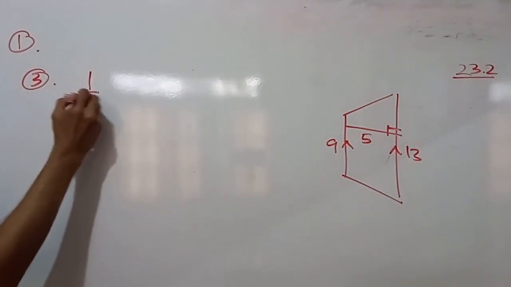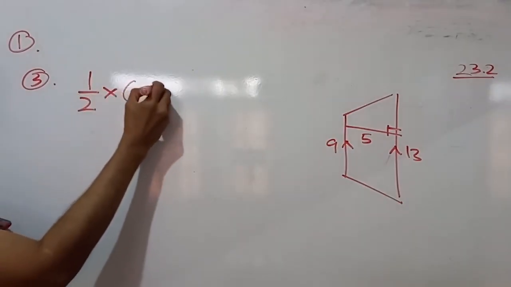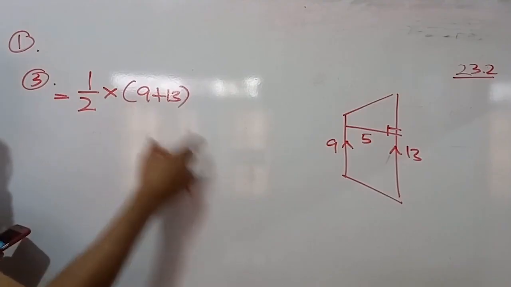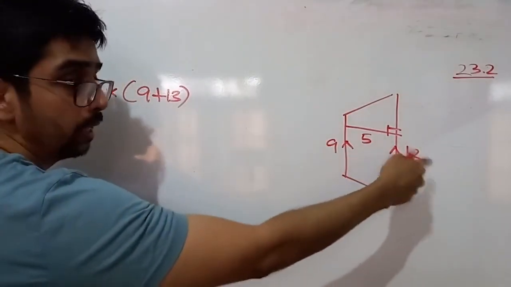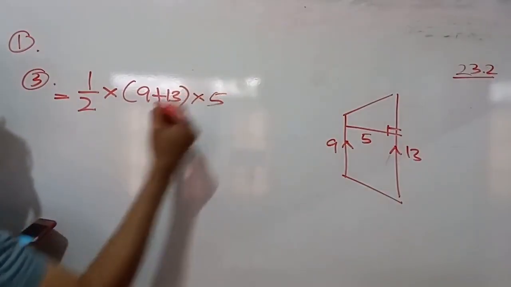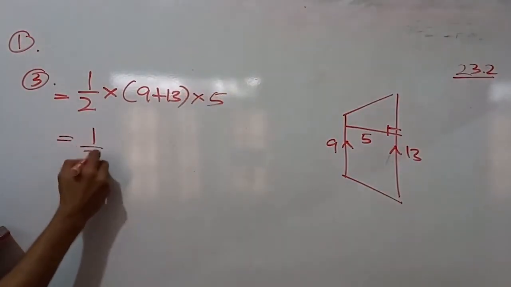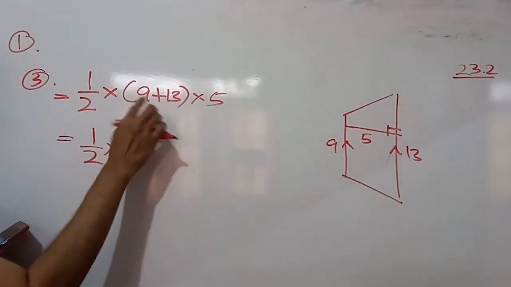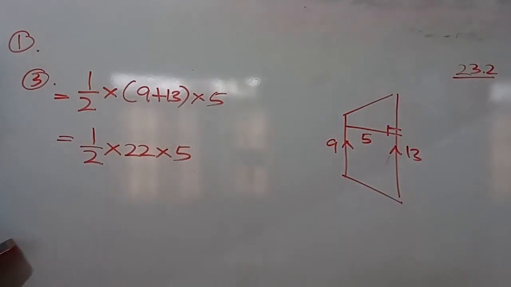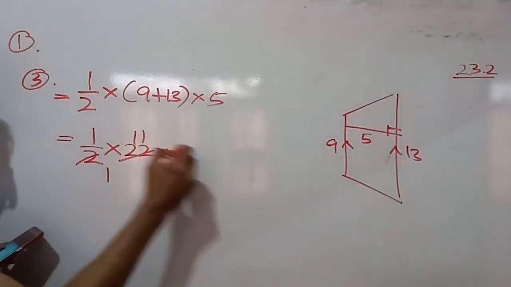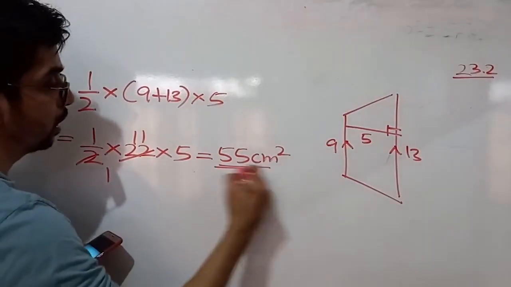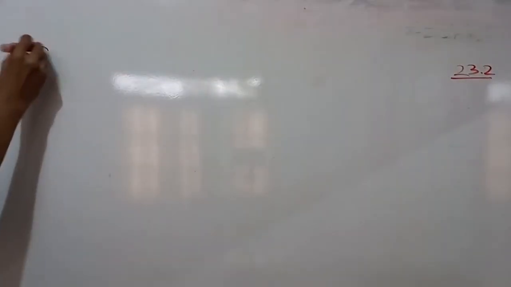So the area is half into 9 plus 13. We have to add the lengths of the opposite sides, right? Then multiply that by 5. So half times 9 plus 13, that is 22 into 5. 2 times 1, 2 times 11. So we get 55 square centimeters.